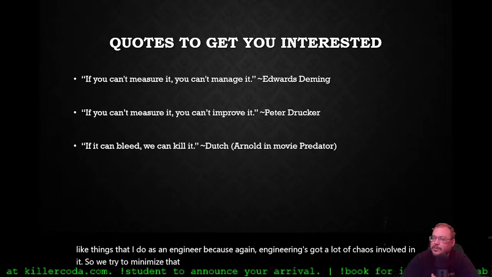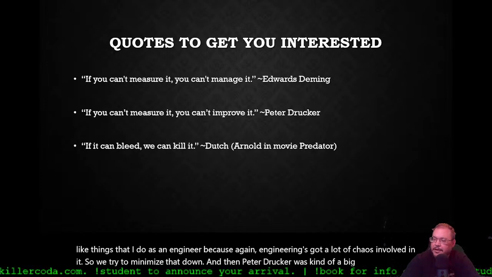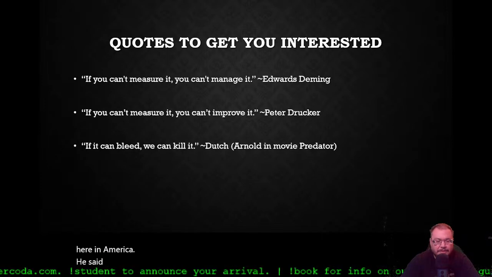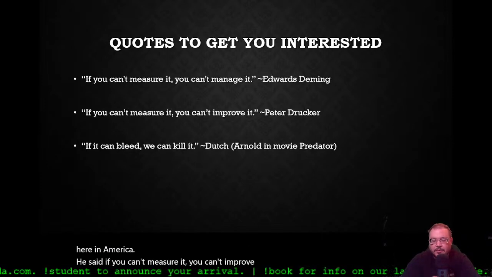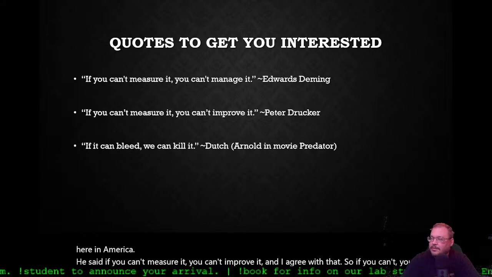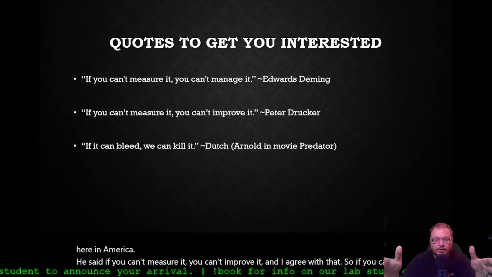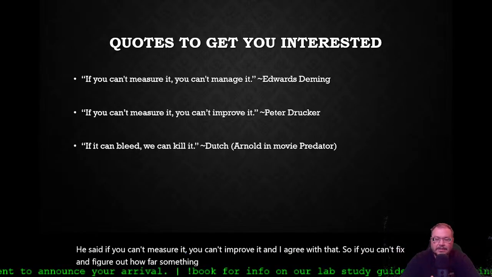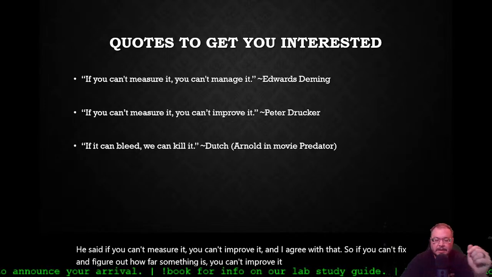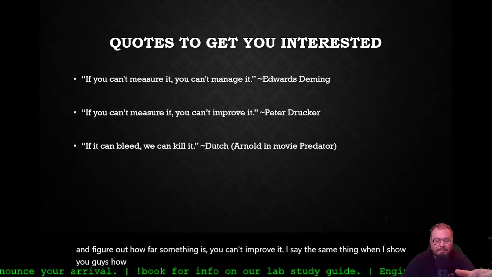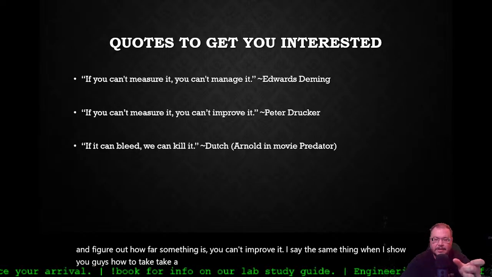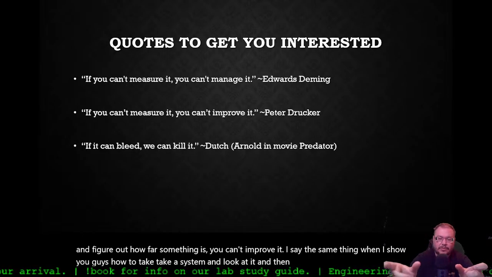And then Peter Drucker was a big businessman here in America, and he said, if you can't measure it, you can't improve it. And I agree with that. If you can't fix and figure out how far something is, you can't improve it. I say the same thing when I show you guys how to take a system and look at it, then make a change and then remeasure it.